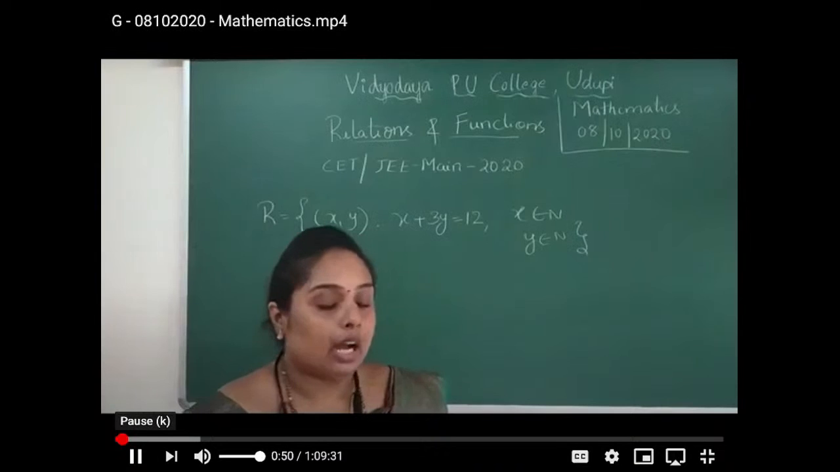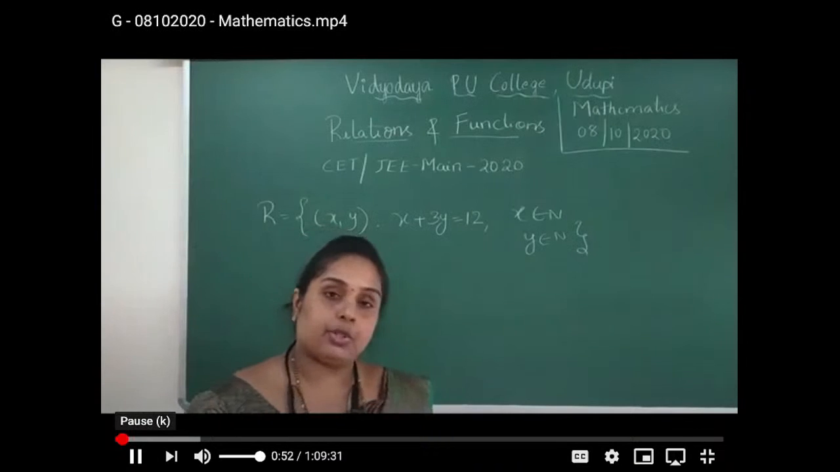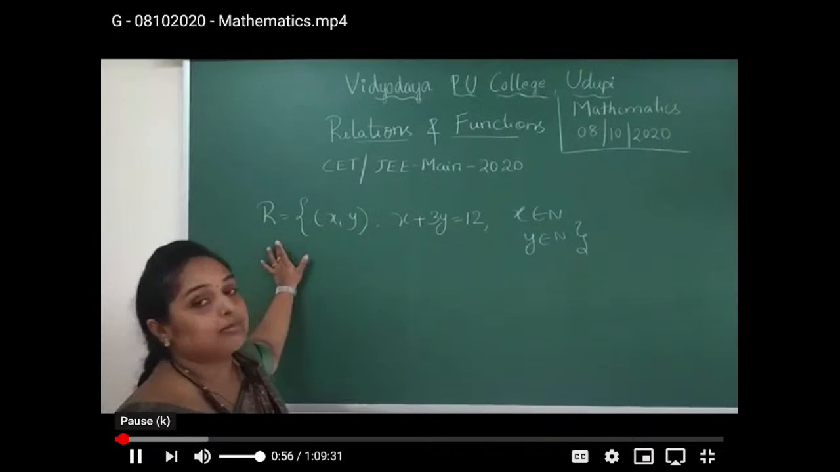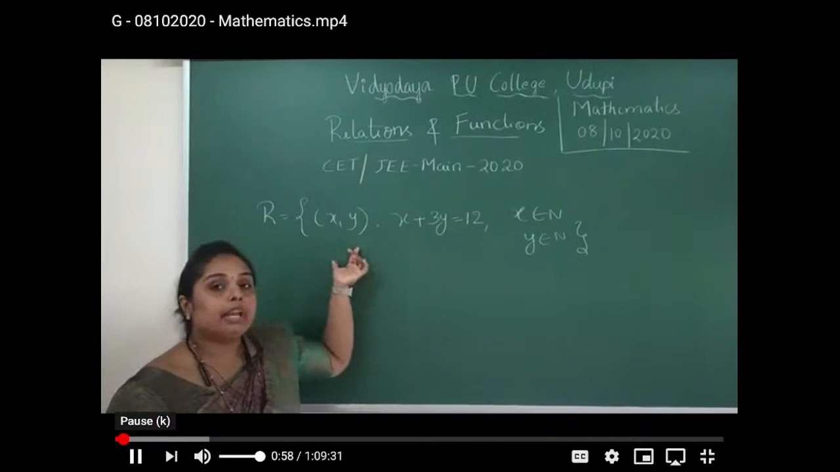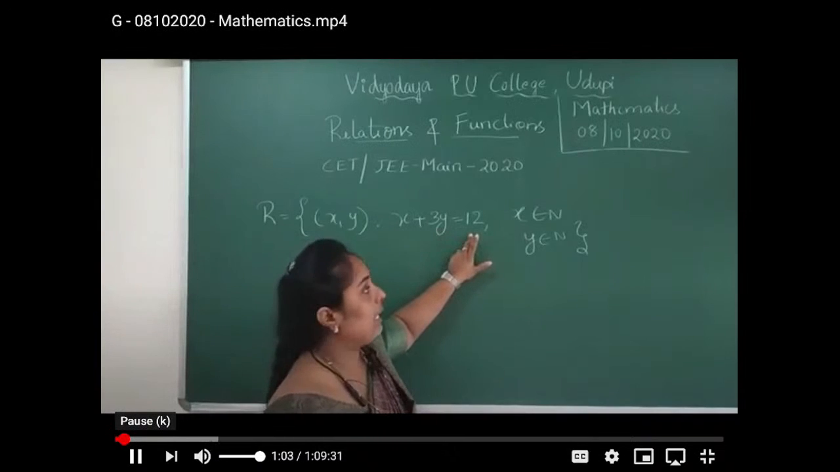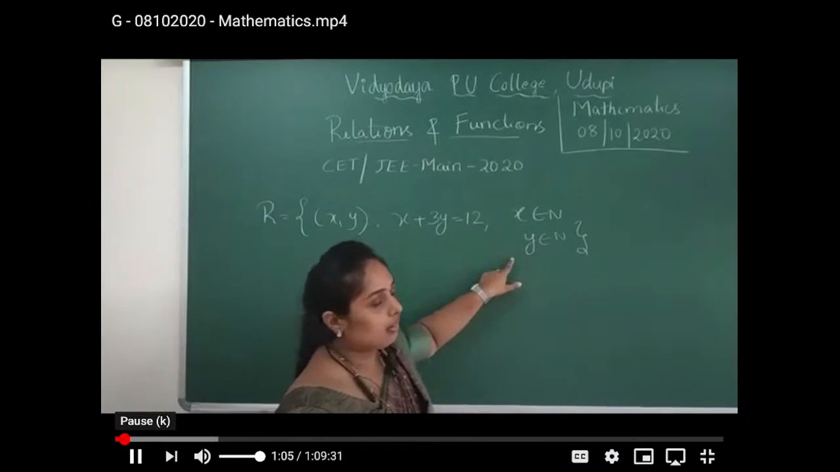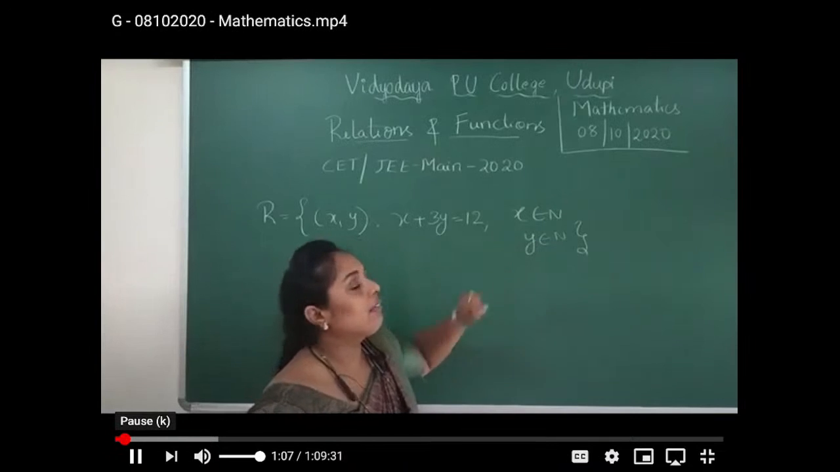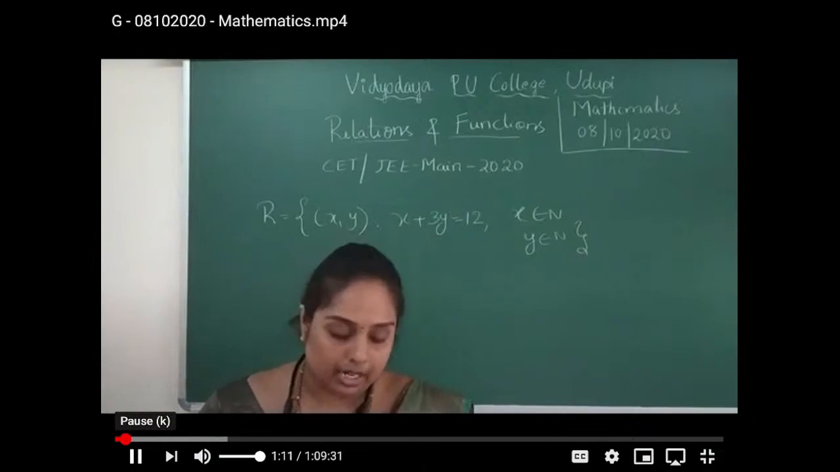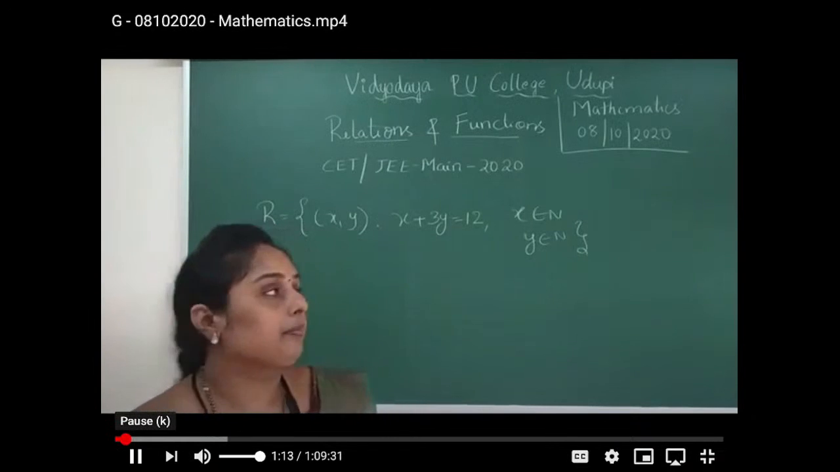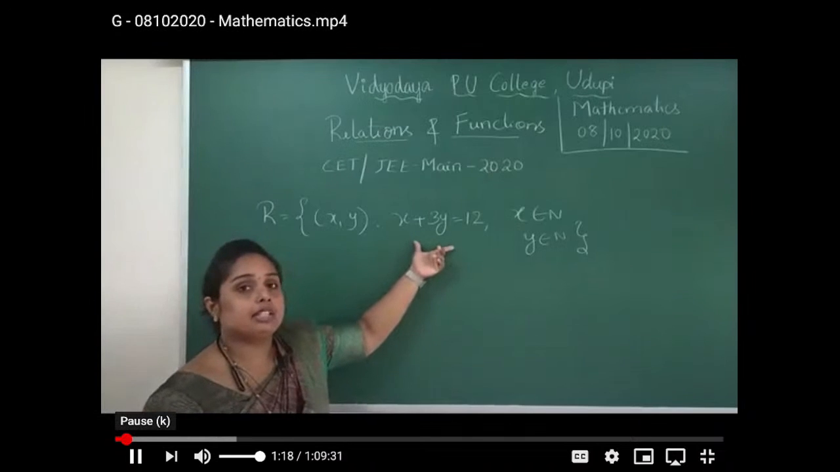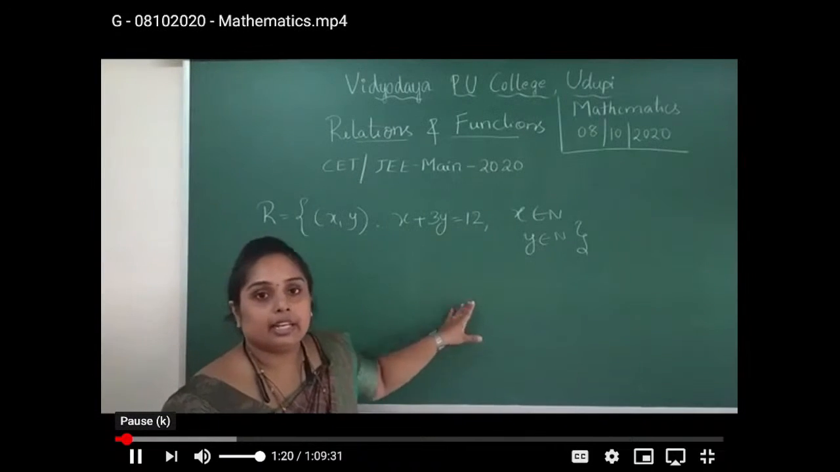Look at the question. Let R be the relation on the set of natural numbers. The relation is defined such that the ordered pairs (x, y) satisfy x plus 3y is equal to 12, where x belongs to natural numbers and y belongs to natural numbers. We have to check what that relation R is, and 4 different options are given. So let us solve this equation and see which option is correct.